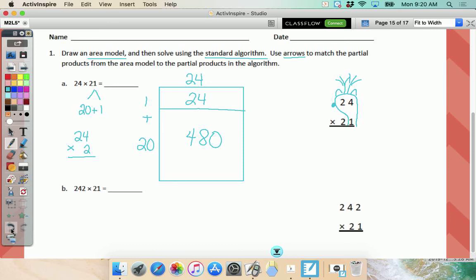Just mark those 2 top numbers and the 1 bottom number. I'm going to take those off. There we go. Okay, so now I'm going to do 1 times 4 and 1 times 2, which should be the exact same thing we had over here. And so when they say draw arrows, that's what they mean.